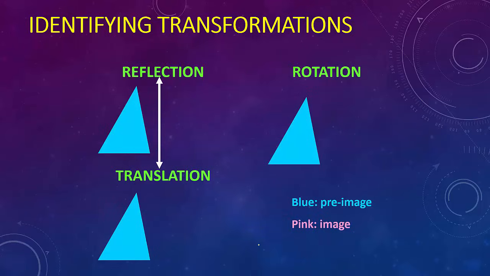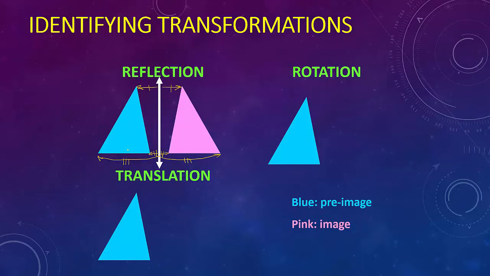So a reflection: the blue image would be the pre-image, the pink would be the image, so what results after the transformation. With reflection, see how it flips over that line until it finally looks like that. And it should be noted that whatever it's being reflected over, this distance here and this distance would be the same distance. The distance between these 2 points, same distance. And then the distance from here to the ends, those are the same distance.